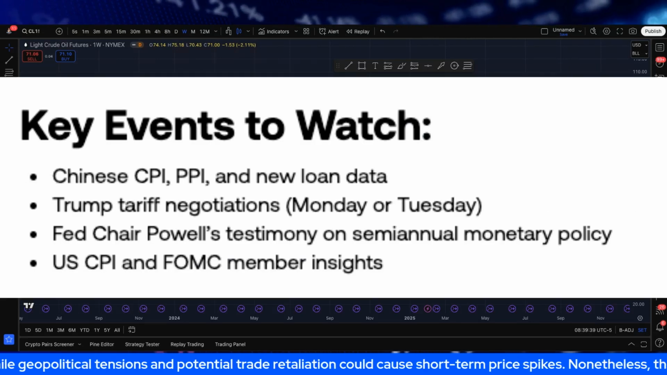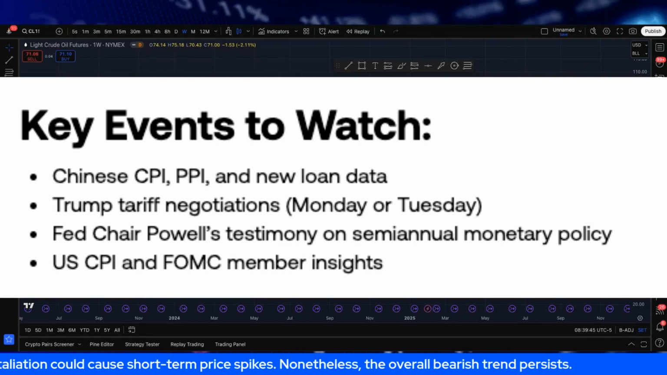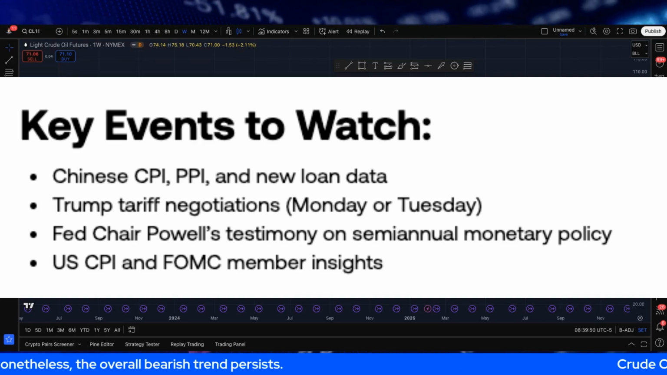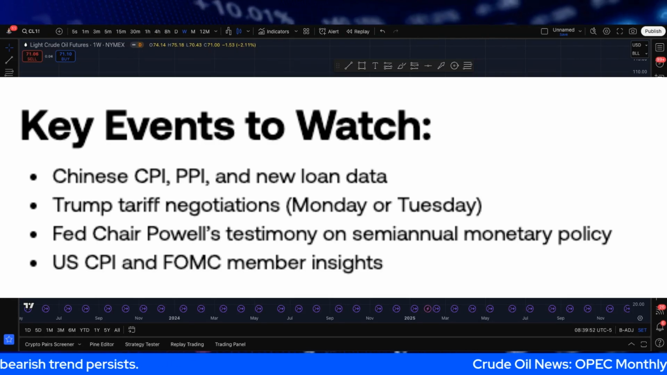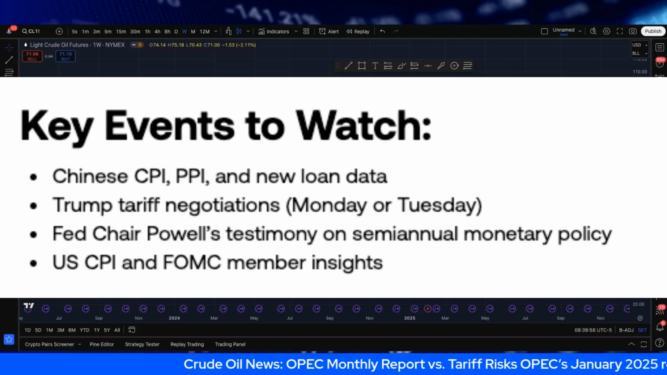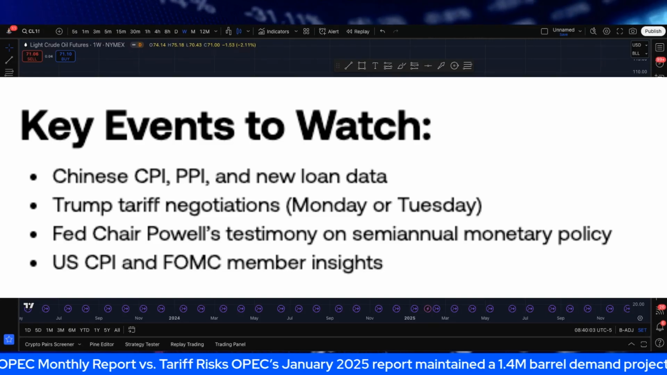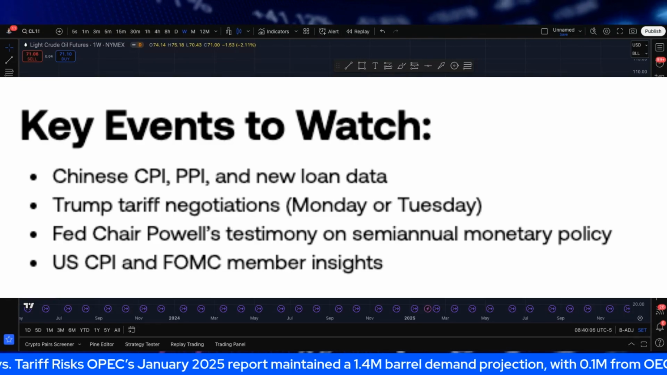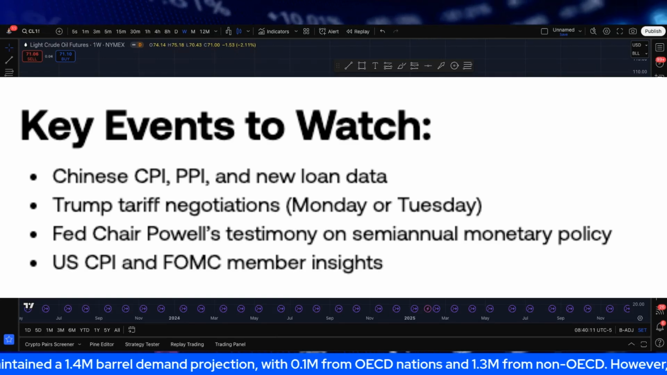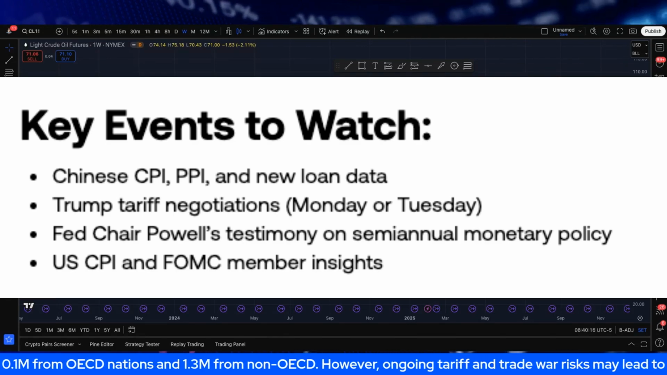And then lastly, here are some key events that you definitely want to pay attention to. If you're in the trading club, then don't worry, we got you. We go over all this stuff here, but you definitely want to keep an eye on the Chinese CPI and PPI and new loan data. That will have an impact on crude oil. Trump tariff negotiations will happen on Monday or Tuesday. So barring the news with China and other players, this will impact the cost of crude oil. You have Fed Chair Powell's testimony and semi-annual monetary policy. That will have an impact. And then lastly, the US CPI and FOMC member insights.